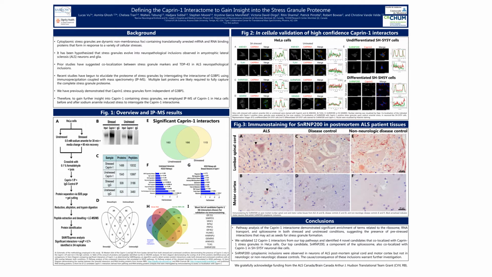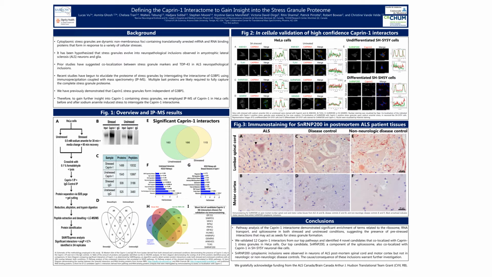So as many of you are aware, stress granules are dynamic structures that form in response to a variety of stressors. Some studies have hypothesized that stress granules evolve into the pathological inclusions that are observed in ALS patient neurons and glia. However, the proteome of stress granules has not been completely defined.